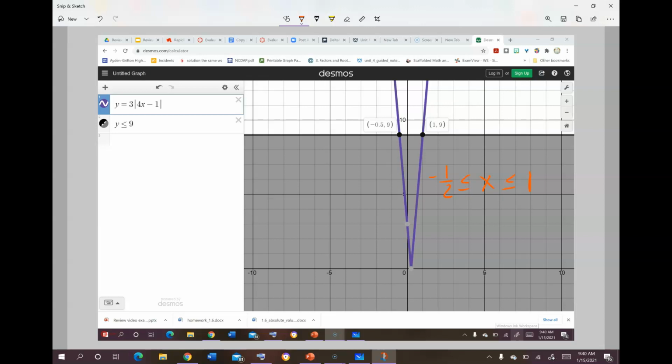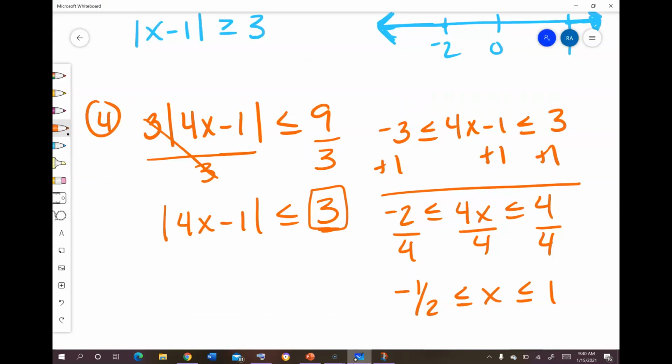And how do I know it's an equal to? You see that solid line? If it was a less than, it'd be dotted, okay? And look, that's the same answer we got when we did the math, okay? We catching on? All right.